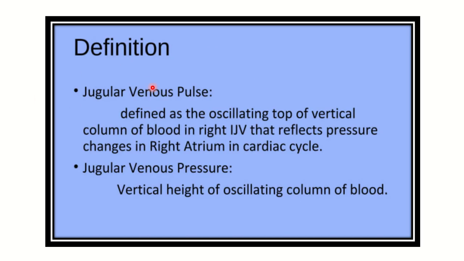So here we can see the definition: jugular venous pulse. What is jugular venous pulse? It is the oscillating top of vertical column of right internal jugular vein, and it reflects pressure changes in the right atrium in the cardiac cycle. So the jugular venous pressure, it's actually the pressure within the internal jugular vein, and this pressure change occurs due to any changes into the right atrium of the heart.